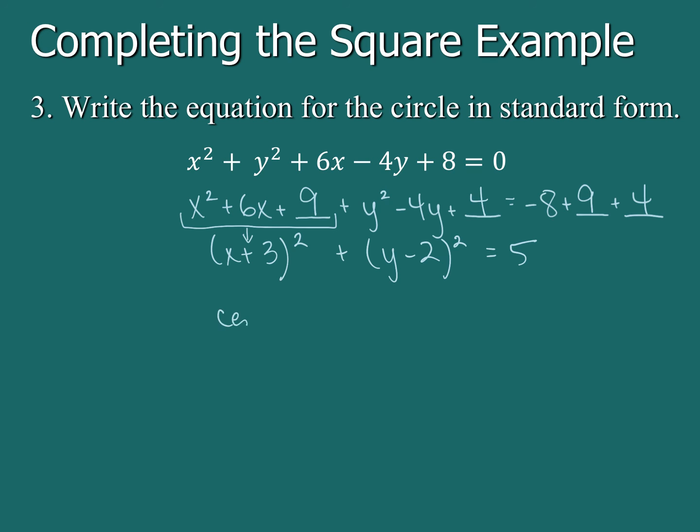I can now see the center of this would be at negative 3, 2. That's my h and my k. And r would be, careful with this, the square root of 5, because this term on the right is r squared.